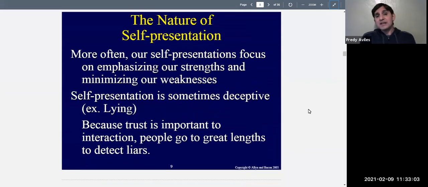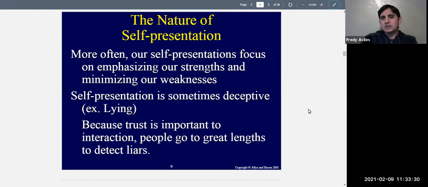The nature of self-presentation. The text says more often than not, our self-presentations focus on emphasizing our strengths, right? Putting our best foot forward, basically, and minimizing our weaknesses. Especially when we first meet someone, we want to talk about the positive things about ourselves and ignore the negative stuff. We want someone to like us. So we try to be nice. We say the things that are working for us, and we kind of don't want to talk about our weaknesses so much.